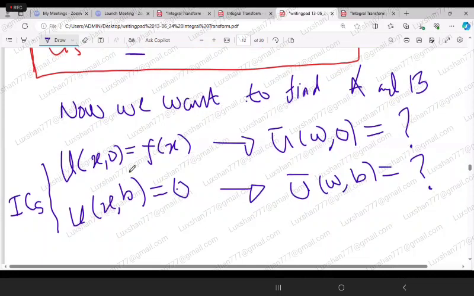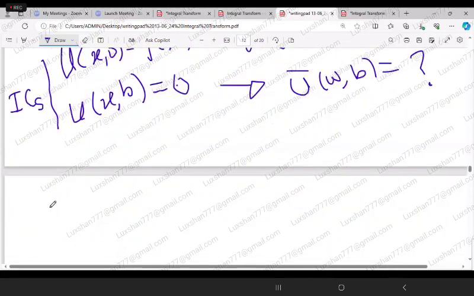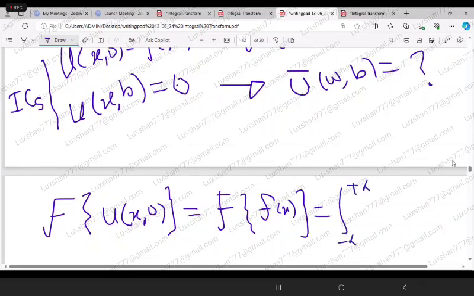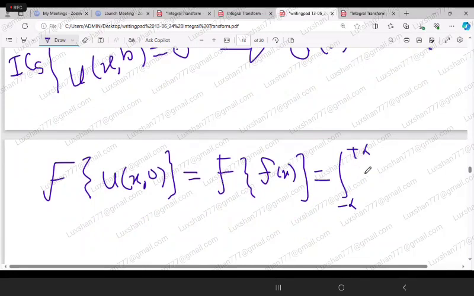Okay. So for that one, what we do, we know that the Fourier transform of u(x, 0), which is the function f(x), is equal to the integration from minus infinity to plus infinity of f(x) e^{iωx} dx. Sorry, not dω, dx.